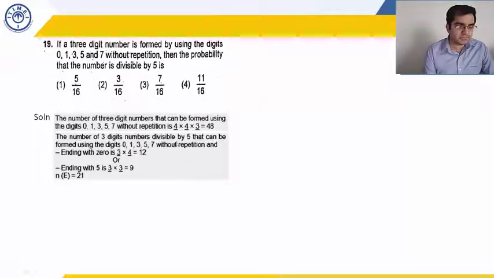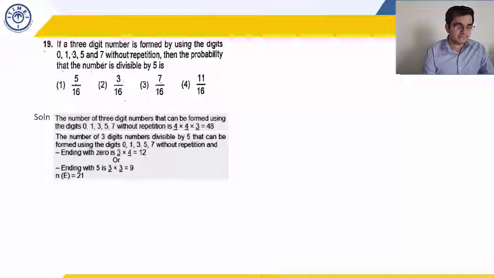Number of 3-digit numbers divisible by 5 that can be formed using these digits without repetition and ending with 0. Now you have these 5 digits, and let's say that the third digit is 0. So it's divisible by 5. You have 4 digits left now. One of the other places can be filled in 4 ways, and the last space can be filled in 3 ways. So out of these 48, you will have a total of 12 numbers that end with 0.